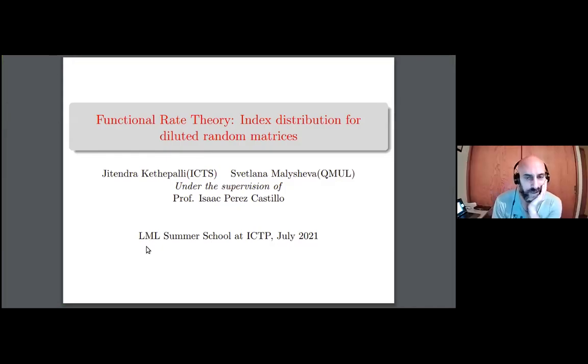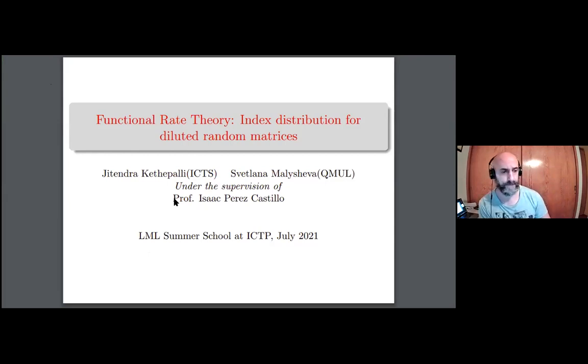Very good. So for this final presentation before the break, Jitendra and Svetlana are going to explain functional rate theory for the index distribution for diluted random matrices, a project which I supervised. So please, Jitendra and Svetlana, you can start.